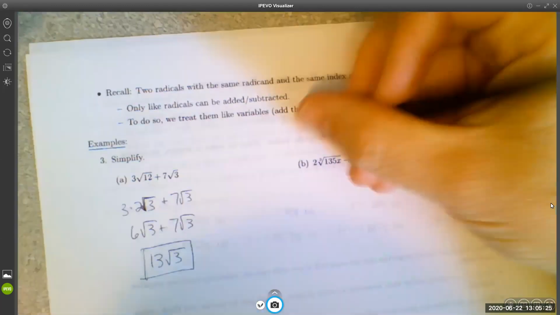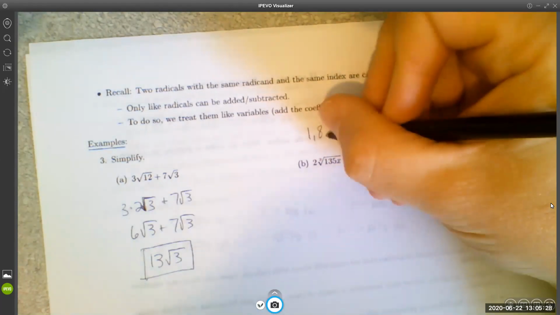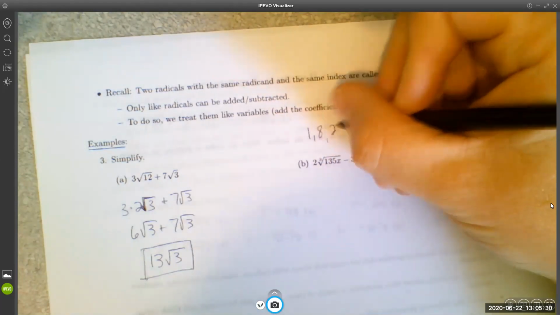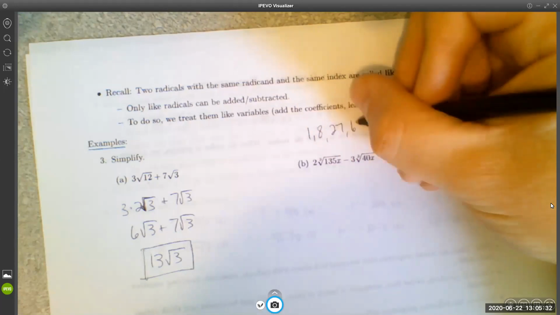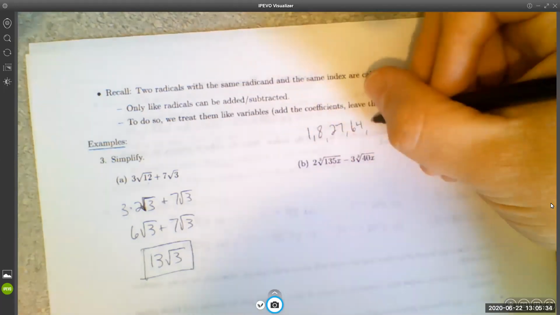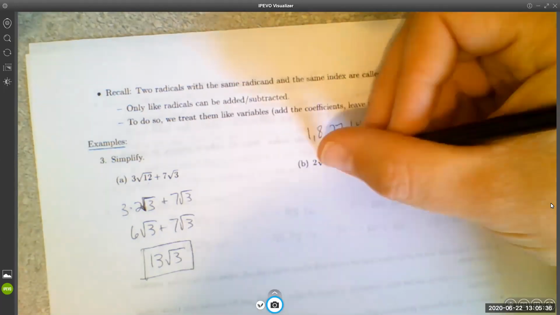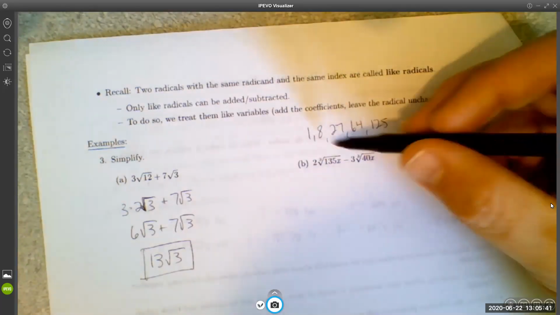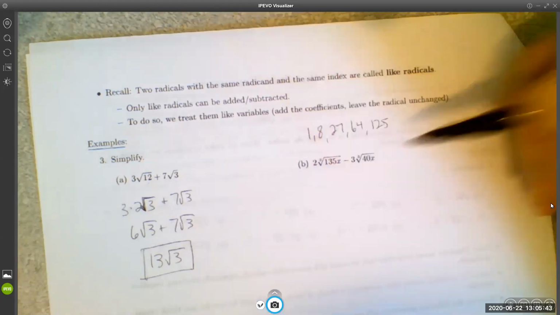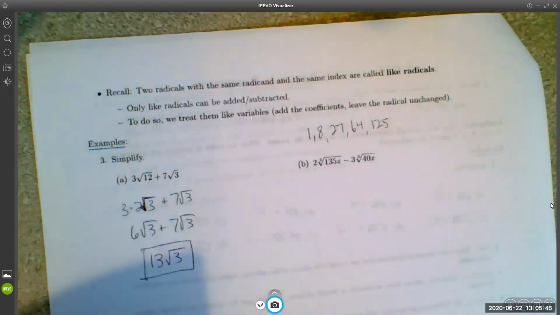So a list of perfect cubes again is something like 8, 1, 8, 3 cubed is 27, 4 cubed is 64, 5 cubed is 125, and that's already getting too big to do anything with. But I know that 8 goes into 40. I'm curious to know, maybe does 8 go into 135? Let me see. 135 divided by 8. No. What about 27? 135 divided by 27. Yes. 27 goes in 5 times.